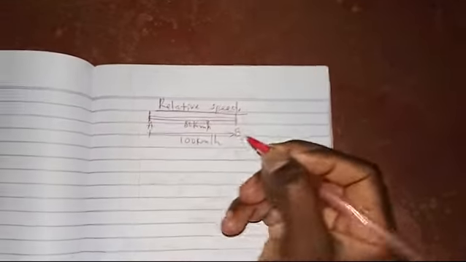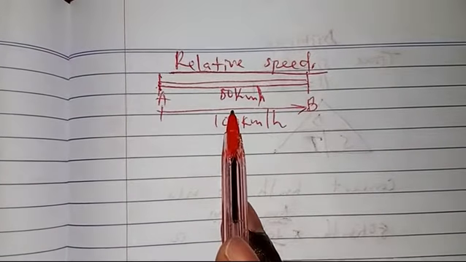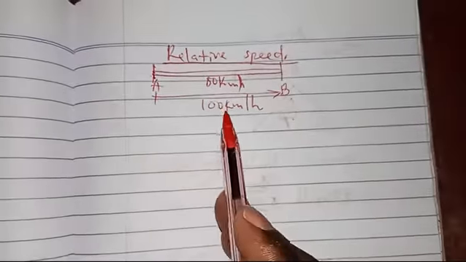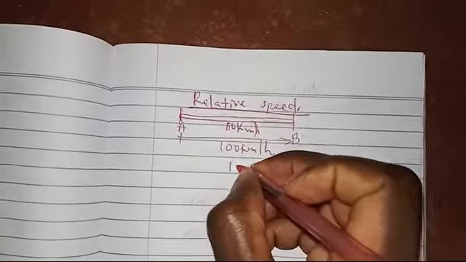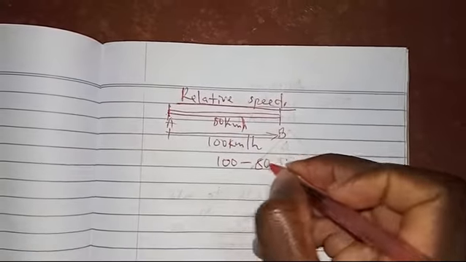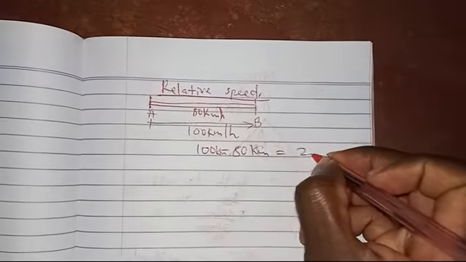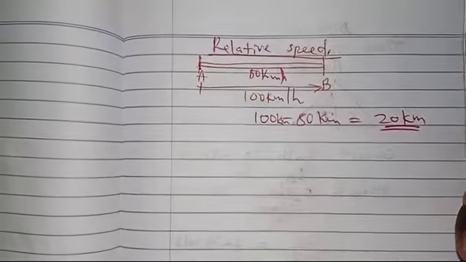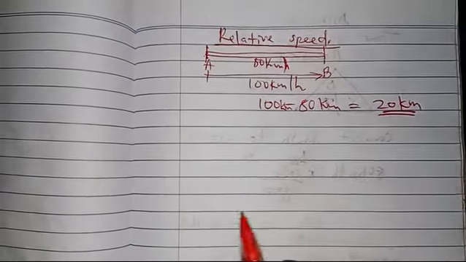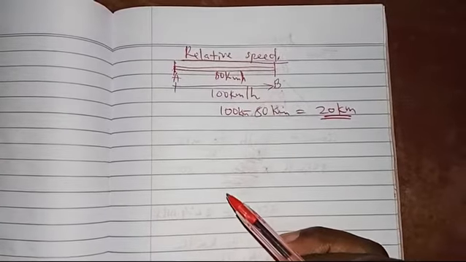kilometers per hour. We normally say that if you are calculating the relative speed of two bodies moving in the same direction, then you just check for the difference. So it is 100 minus 80 kilometers per hour, and you get 20 kilometers per hour. So once again, the difference between the speeds will be your relative speed.